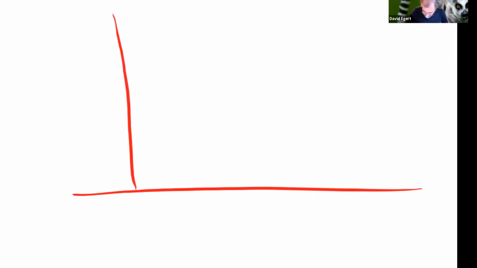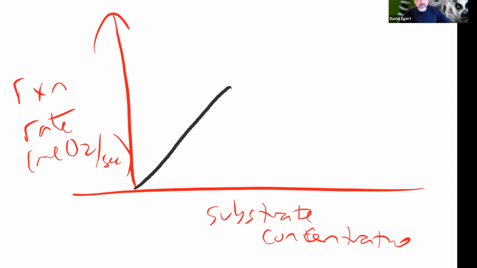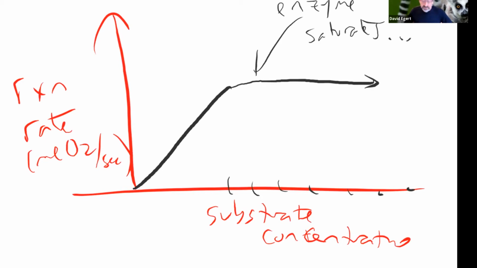Is that kind of making sense? So kind of going back to our graph of substrate concentration versus reaction rate, there's going to be some positive correlation until you start hitting saturation. So at some point, you're going to hit enzyme saturation here.